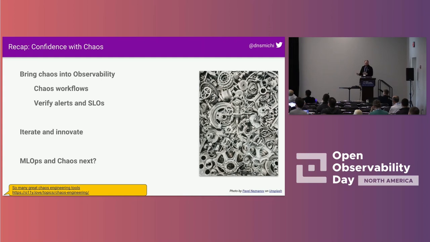The recap: bringing chaos into observability is super helpful and can be a way to verify the alerts and service level objectives. The idea is to iterate and innovate, taking small steps, and also think of what could be next. So many folks are talking about machine learning or MLOps, and maybe we can combine that in a good way, not like Skynet. But thinking of what could be next.